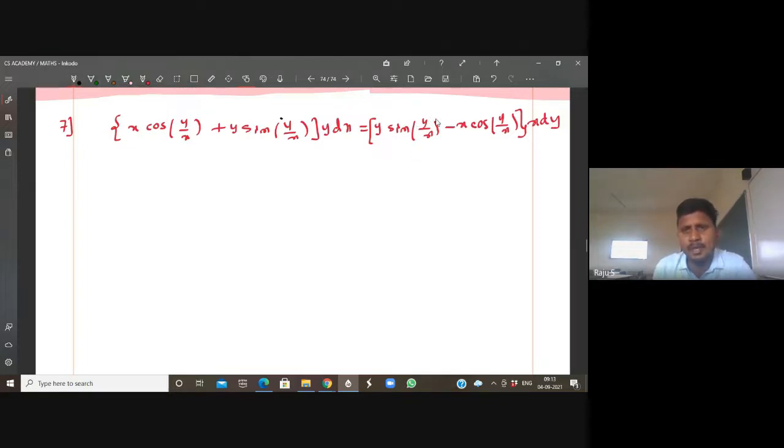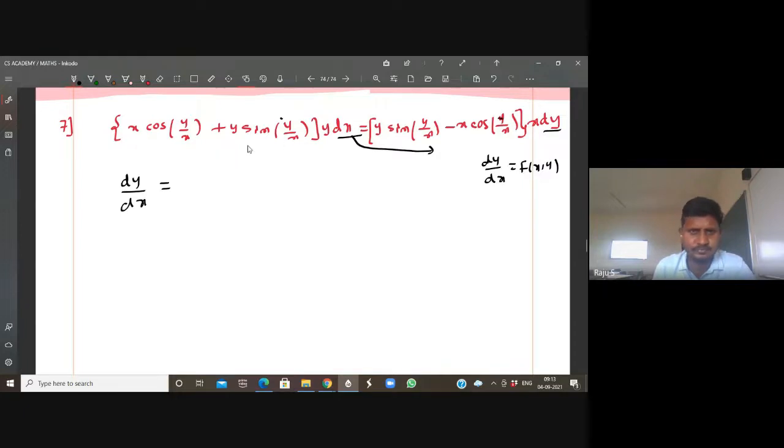See here, y by x is there. So we should represent the given differential equation in the form dy by dx is equal to f of x comma y. The left side must be dy by dx, not dx by dy, because y by x is there. So I'm going to write dy by dx is equal to, what is dy is there? This dx can be cross multiplied, and the remaining total value can be taken to the left side.